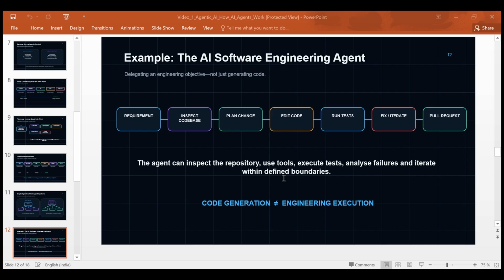Traditional code generation focuses on producing a piece of code, while an engineering agent is responsible for progressing towards an outcome. That distinction, code generation versus engineering execution, is one of the most important ways to understand the emerging role of agents in software development.